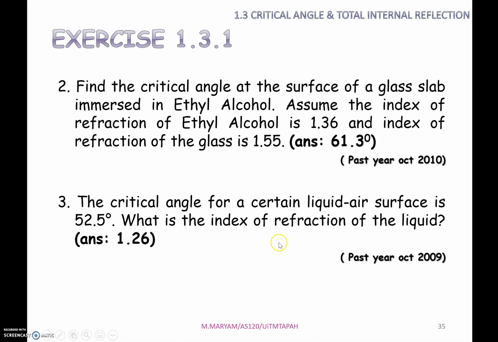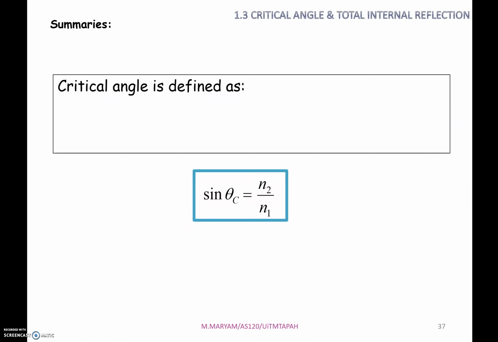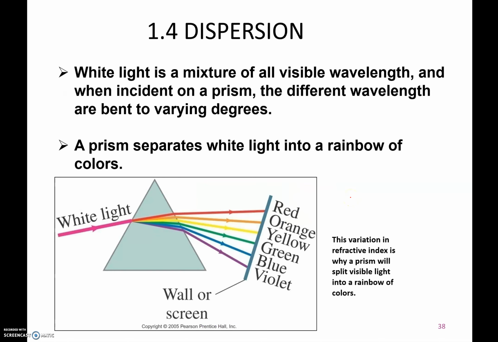Okay, let's go to the next one. Can you do these questions? Try to do number 2 and 3 and check your answers. Again, if you can't solve it or if you have any question, just come to me. Okay, another recap. Critical angle is defined as sin theta c equals n2 over n1, or the incident angle which causes the refracted angle to be 90 degrees. Again, let's go to the next one, which is dispersion.